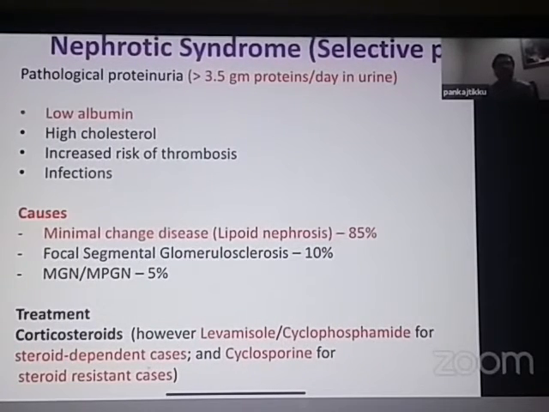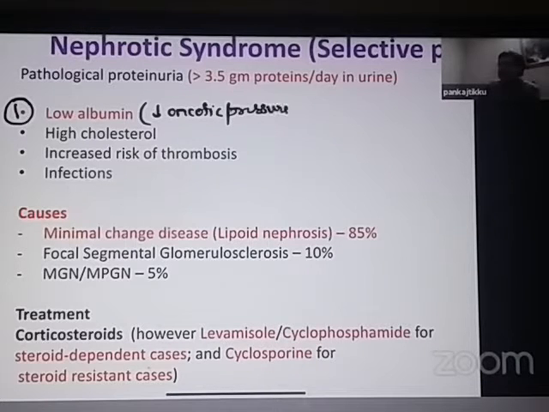Now, what are the features of nephrotic syndrome in children? So the first feature is low levels of albumin. Reason is albumin, being a very low molecular weight protein, is being lost in the urine. So that is why there is hypoalbuminemia, or low levels of albumin. And this low level of albumin, what does it do? It decreases the oncotic pressure inside the vessels. So that is why it contributes to the development of edema. So edema, which is the characteristic feature of nephrotic syndrome, primarily is caused by low albumin levels.